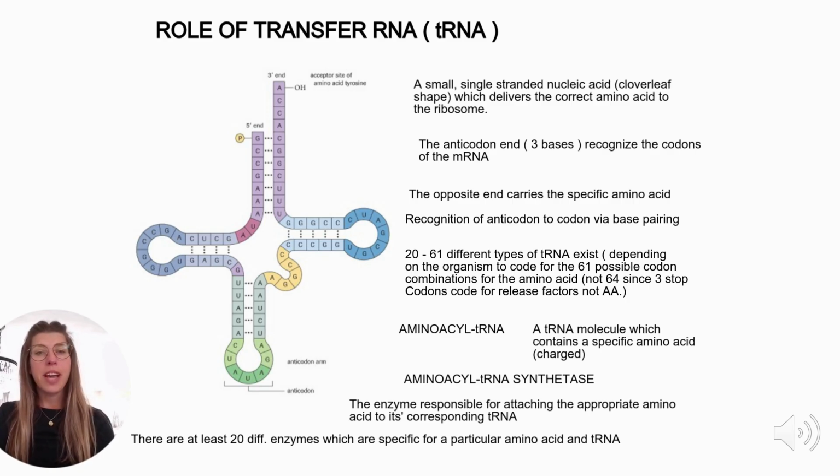Now there's aminoacyl tRNA, which is a tRNA molecule which contains a specific amino acid. And we say that this is charged. There's also aminoacyl tRNA synthetase, and this is the enzyme responsible for attaching the appropriate amino acid to its corresponding tRNA, which we saw happens up at the top there. So there are at least 20 different enzymes which are specific for a particular amino acid and in turn, a particular tRNA.